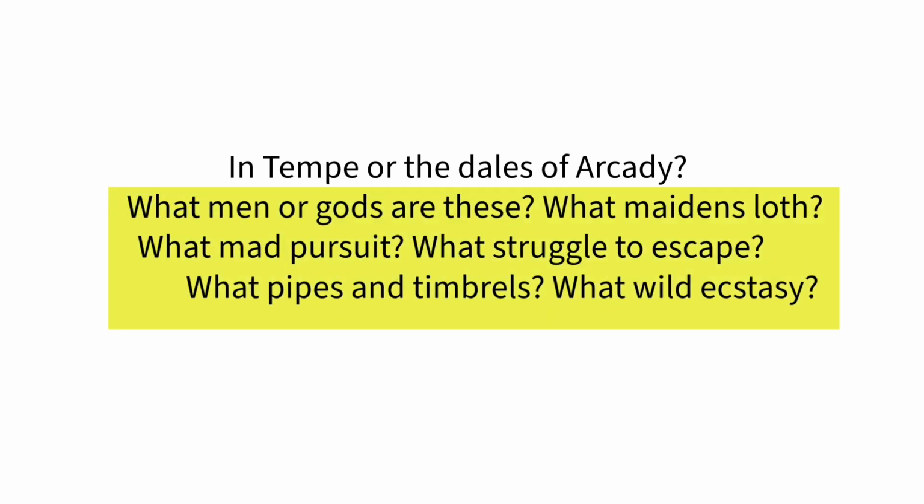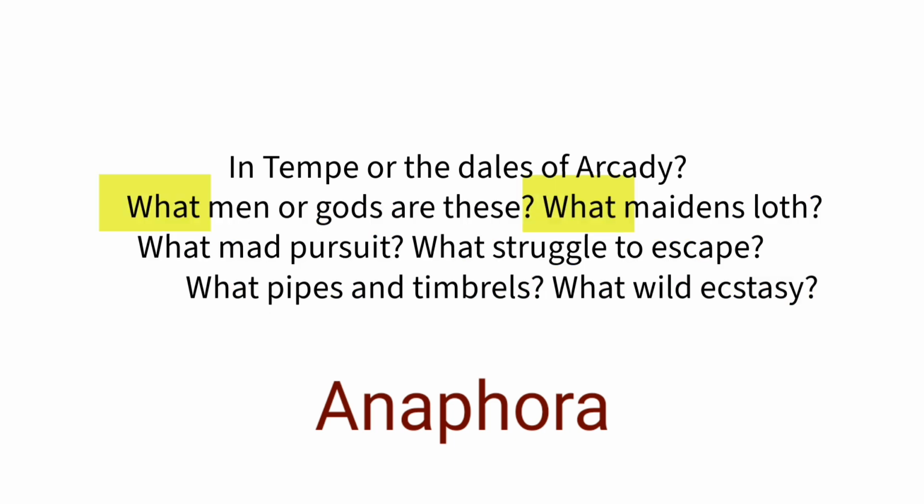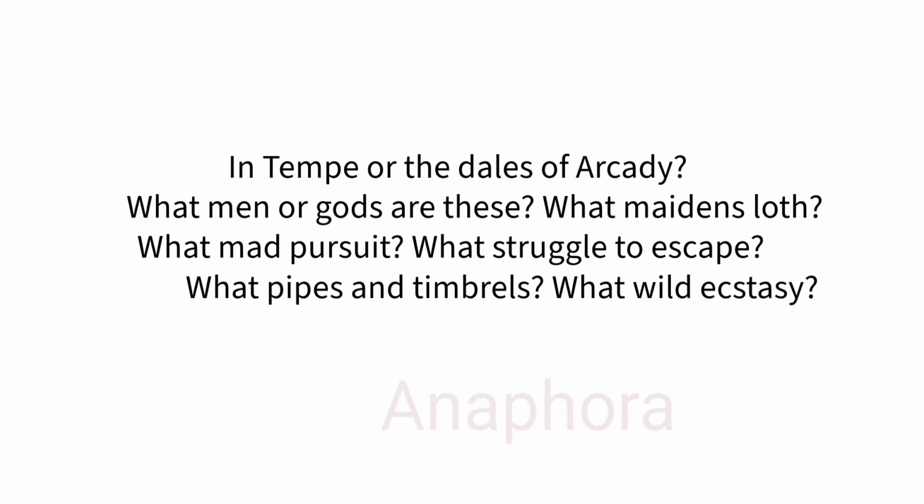Now, if we observe the last three lines of this stanza, John Keats repeatedly asks questions to that urn, and this device is called anaphora. Anaphora is a rhetorical device in which a word or phrase is repeated at the beginning of any clause or sentence. Here you can see the word what: what man or god are these, what maidens loath. So the repetition of what is presenting the anaphora here.